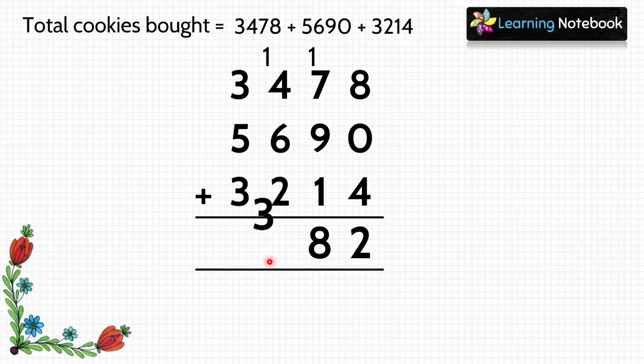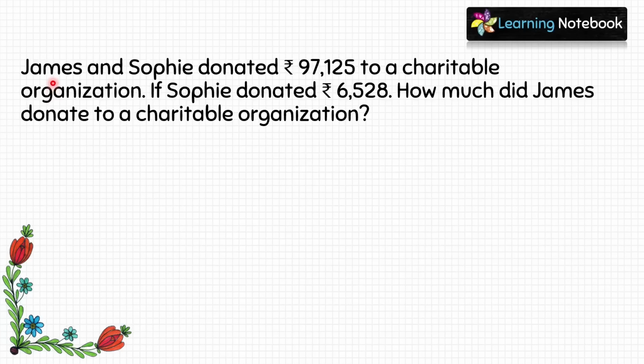So here we are given that James and Sophie together gave a certain amount to a charitable organization. Out of that amount, Sophie gave 6528. So we have to find the amount given by James. So it means here we have to do subtraction. So let's first write the statements.